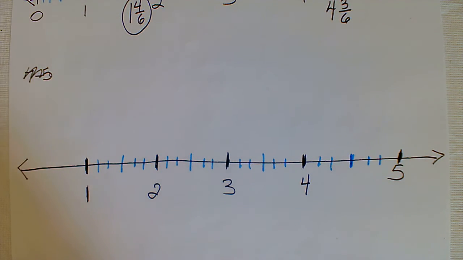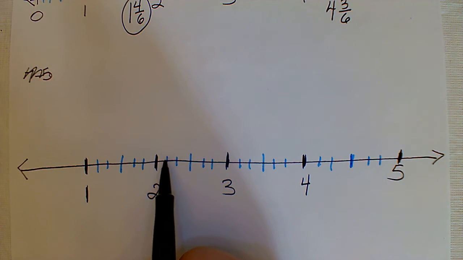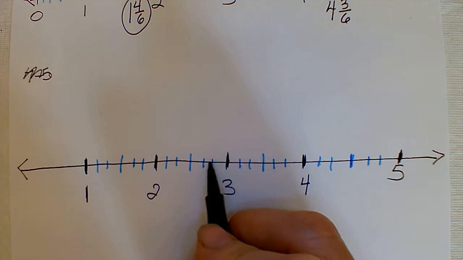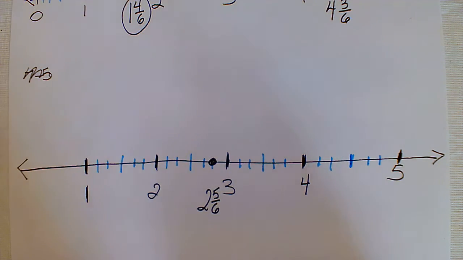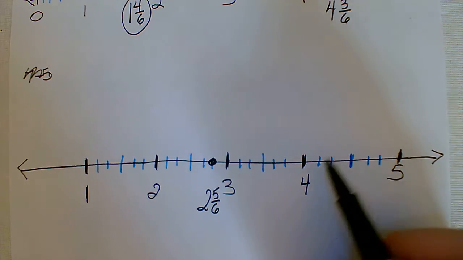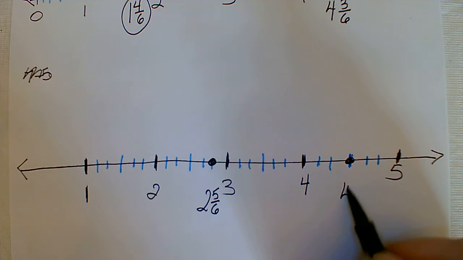All right, so for this, I am actually going to mark off 2 and 5/6, because again, we're doing counting on or counting up. So I'm going to find 2 and 1, 2, 3, 4, 5, 6. So that's 2 and 5/6. And I'm also going to mark off 4 and 3/6. So this is 4 and 1, 2, 3, 6.